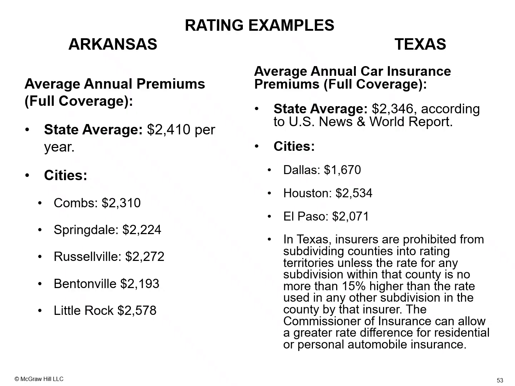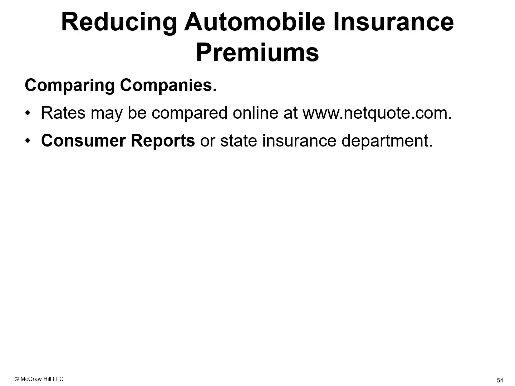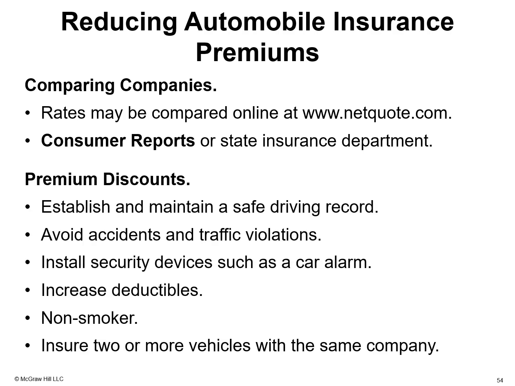Also, to note, in Texas, insurers are prohibited from subdividing counties into rating territories. So it has to be the town, not the county, so they can't break stuff off. That can make a difference too. So just check the states if you have a choice to do that. You can compare rates at netquote.com, Consumer Reports, or the state insurance department will let you know if there's claims against that company. Again, you can usually look that stuff up online too.